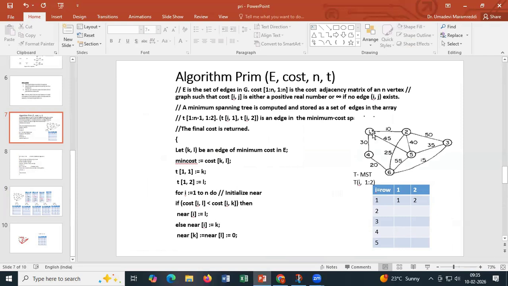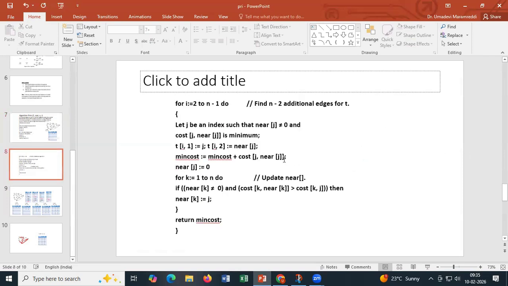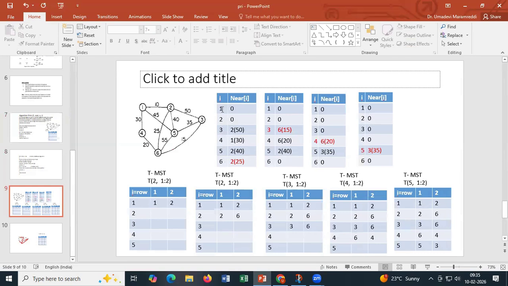So for 1, which vertices are near? 4 is there, 5 is there. For 2, which vertices are near? 6, 5, 3. Near of 1 is already in the spanning tree, 0; near of 2 is already in the spanning tree. For 3, near is 2 with weight 50. For 4, near is 1, weight 30. For 5, near is 2. For 6, near is 2. Among these you have to select the minimum cost edge. Here 6, a non-spanning tree vertex, is forming an edge with a spanning tree vertex. So the edge 6 and 2 you have to select, and its weight is 25.